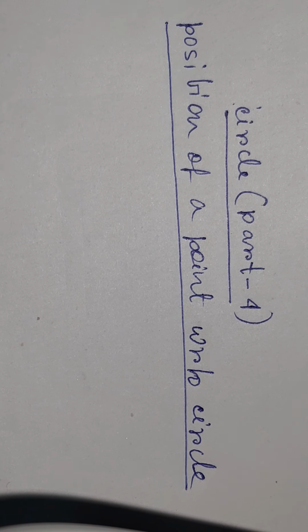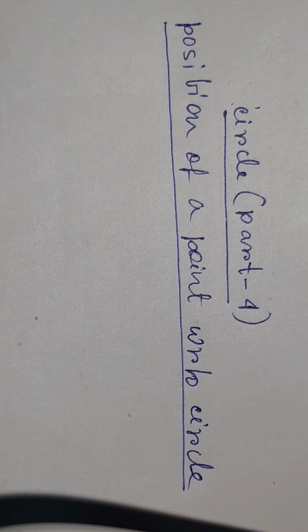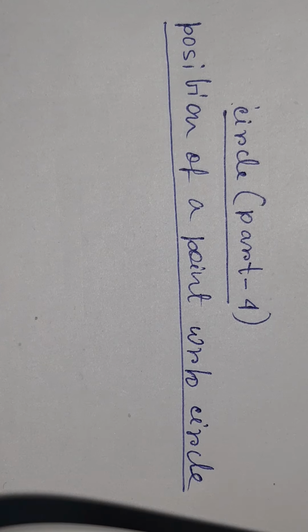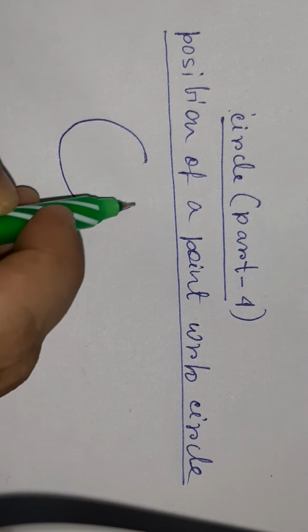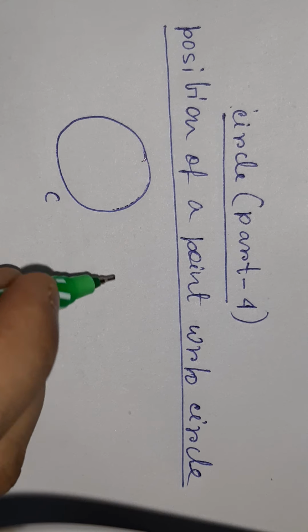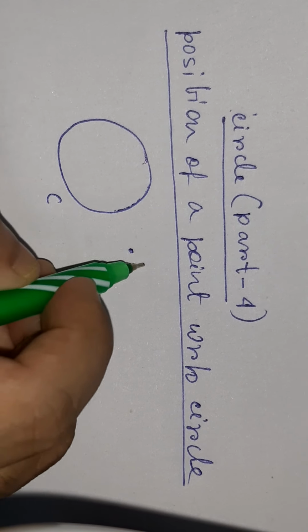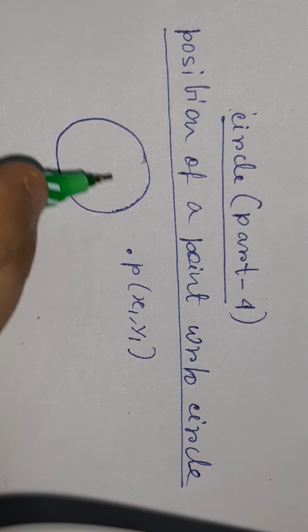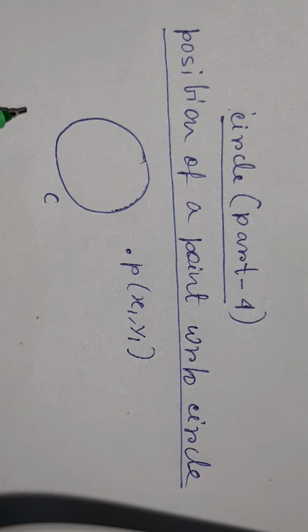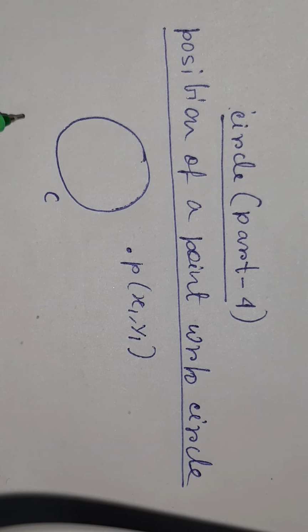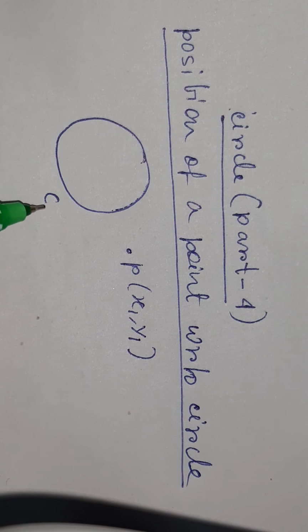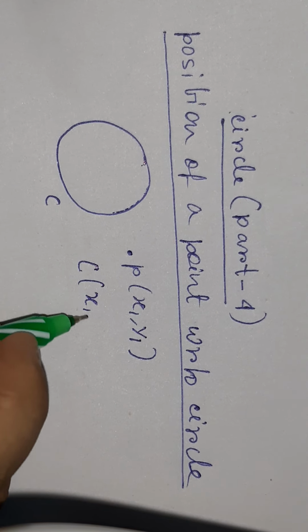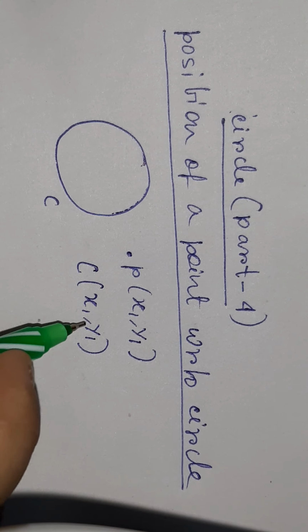Hello student, I will start my lecture with the position of a point with respect to a circle. That is, if we have a circle C, and a point P(x1, y1), then how can we find whether this point lies on or inside the circle? If we put the point P into the equation of the circle, that is, we write C(x1, y1) instead of x and y.